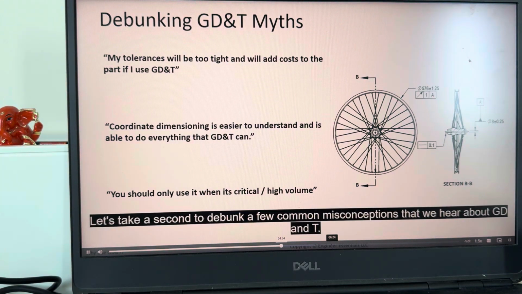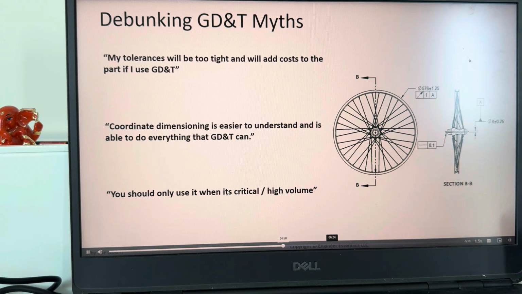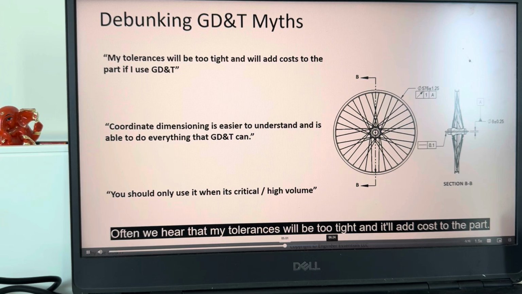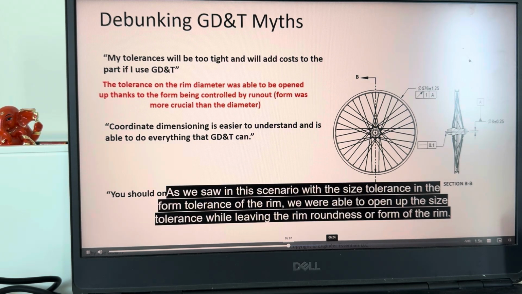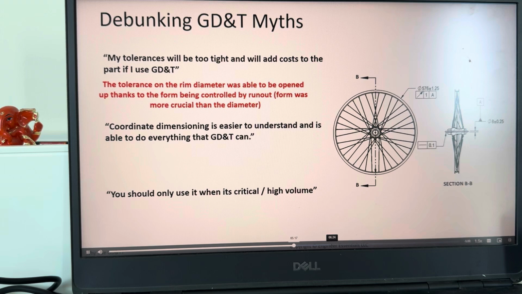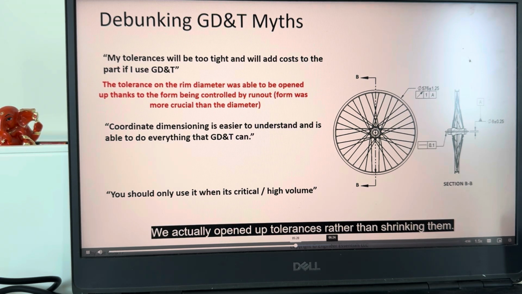Let's take a second to debunk a few common misconceptions that we hear about GD&T. Often we hear that my tolerances will be too tight and it'll add cost to the part if I use GD&T. As we saw in this scenario with the size tolerance and the form tolerance of the rim, we were able to open up the size tolerance while leaving the rim roundness, or form of the rim, where it needed to be. We actually opened up tolerances rather than shrinking them.